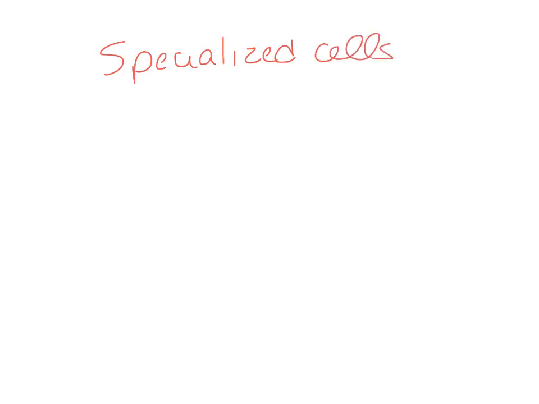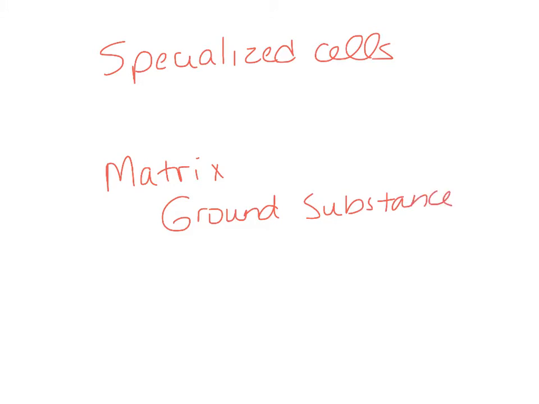Okay? And then we're looking at the matrix. If you remember, the matrix is made up of a ground substance and what? Protein fibers, right? So the matrix is made up of ground substance and protein fibers. So we want to take a look at these in bone.